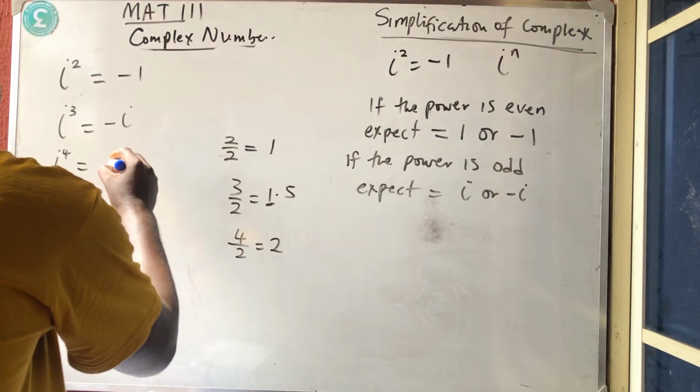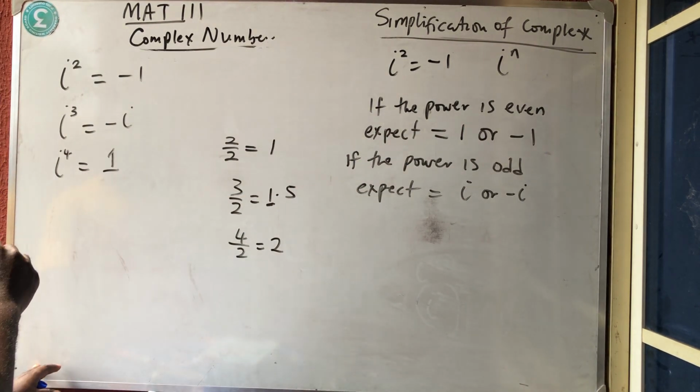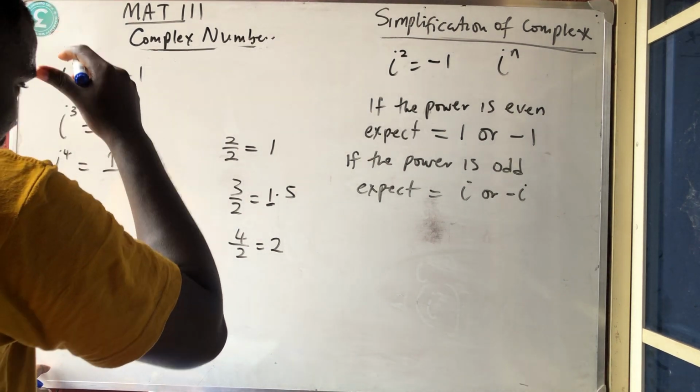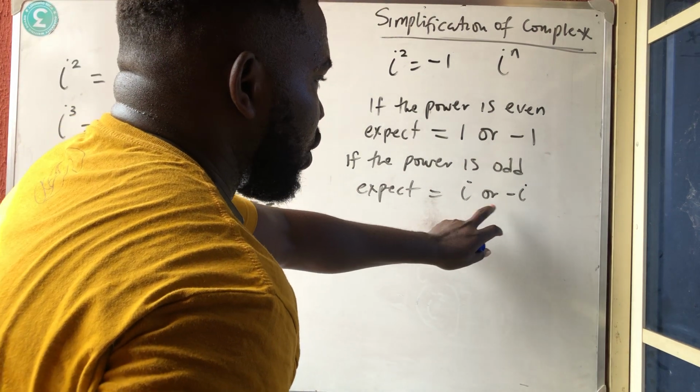So I will take the positive 1. I'm having 1. The next one is what? i raised to power 5, which is what? 5 is an odd number, so I'm expecting i or minus i.